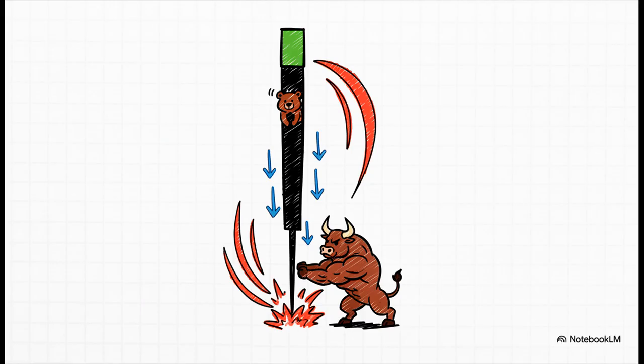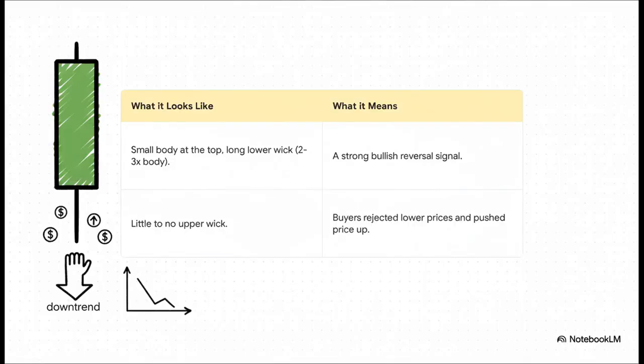This one's called the hammer, and it tells a fantastic story of rejection. It's all about sellers trying to push the price way, way down, but then the buyers just storm back in with incredible force. You can spot a hammer by its really distinct shape.